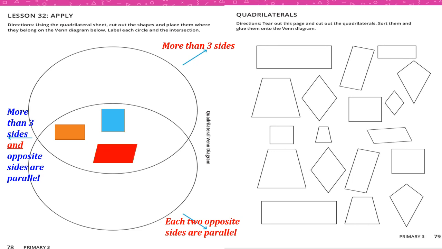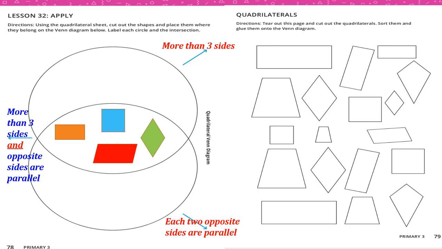The third shape is parallelogram. Parallelogram also more than three sides and opposite sides are parallel. So I will put it in the intersection area. The fourth shape is rhombus. And rhombus is more than three sides and also each two opposite sides are parallel. So I will put them in the intersection area.